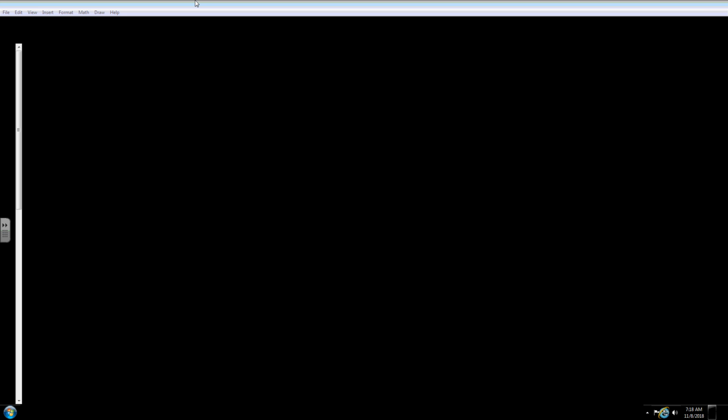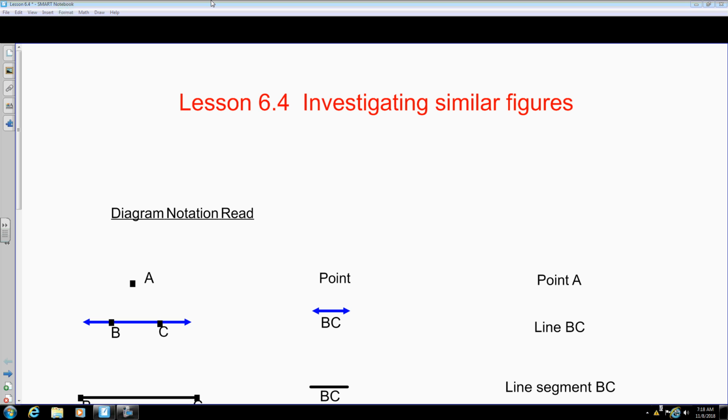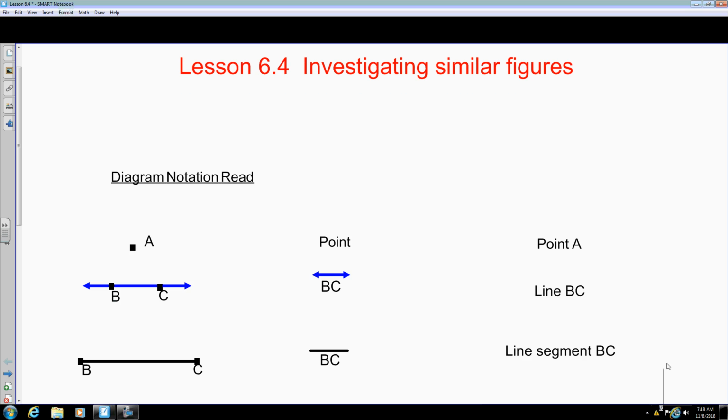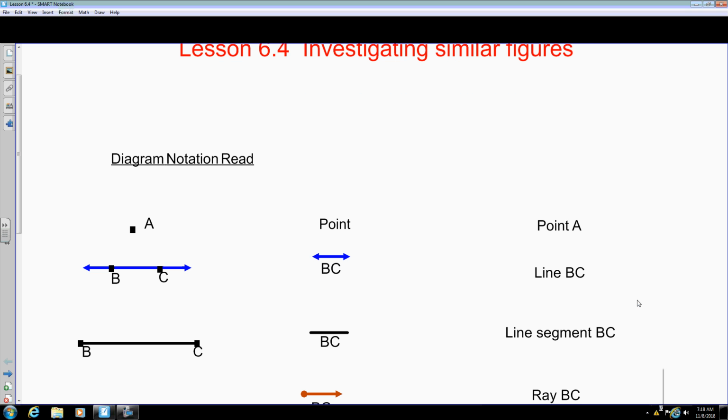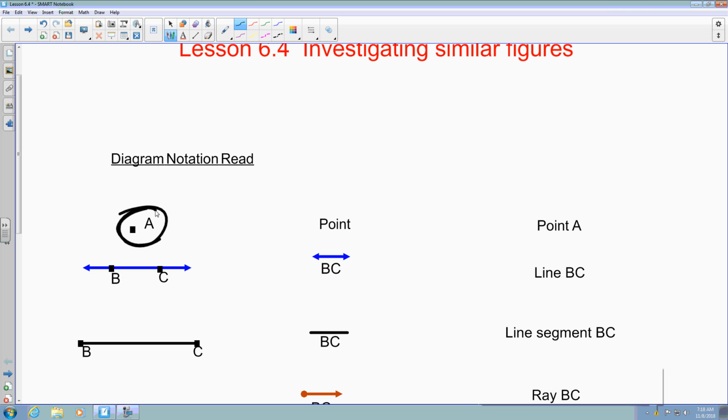So first thing we've got to do is be able to identify the different kinds of labeling that will be undertaken when it comes to discovering what these shapes represent. So first off, we look at the very first item we have here, and that is a point A.